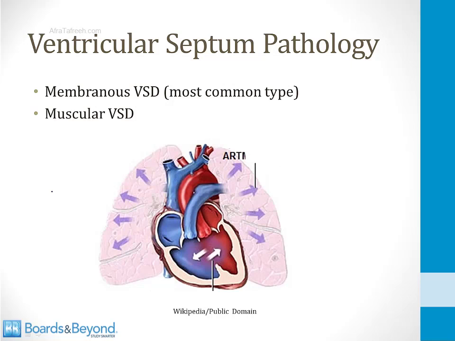There are a number of forms of ventricular septal defects, and some of them are called membranous. This is the most common type. Others are called muscular. And the reason they are named this way is because this represents the structures from which they derive in the embryo.